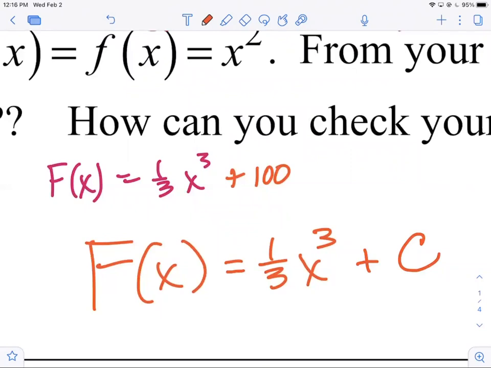Now, could you put plus capital D there? Sure. Could you put the C in the front because it's commutative? Sure. But we typically put it at the back. All right. So this is called the general antiderivative because it has the plus C in it.